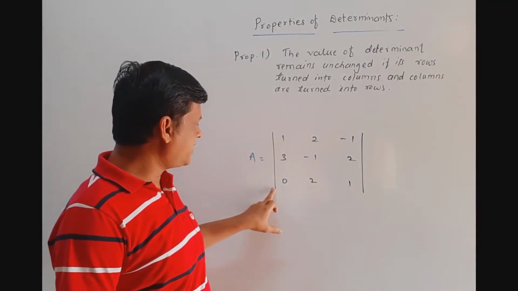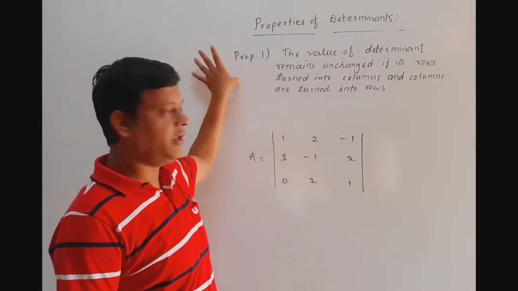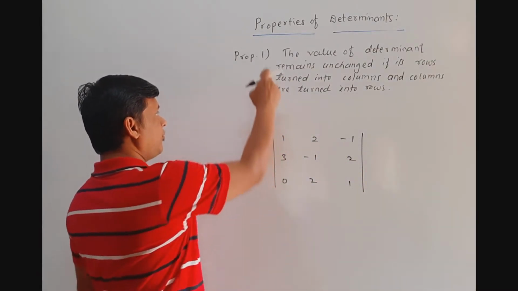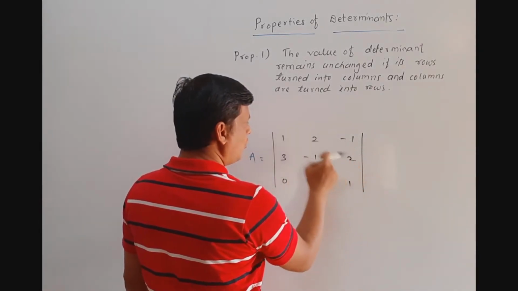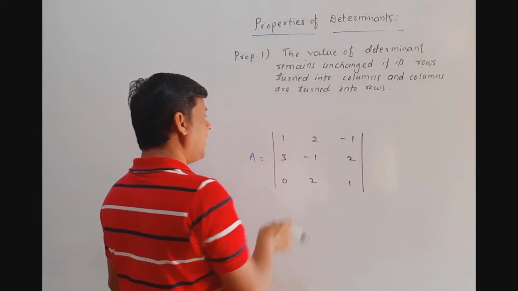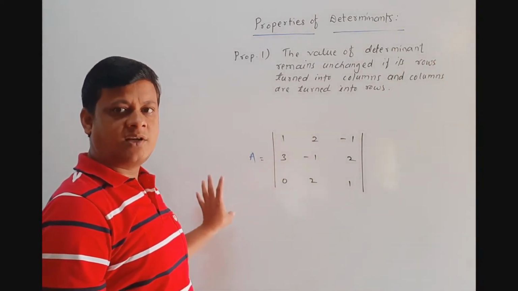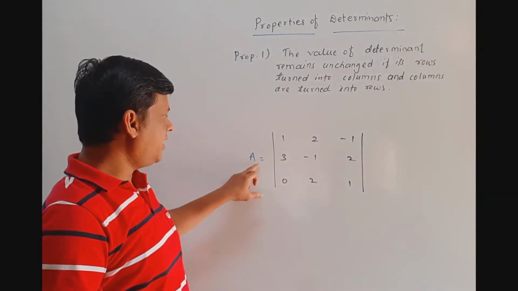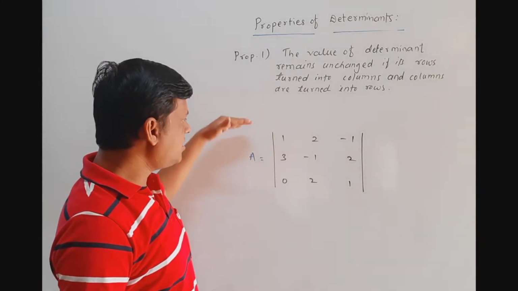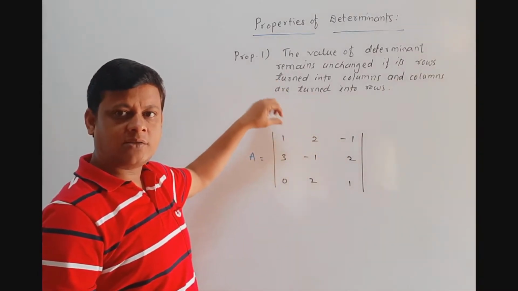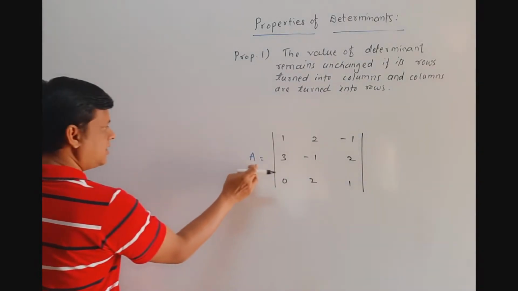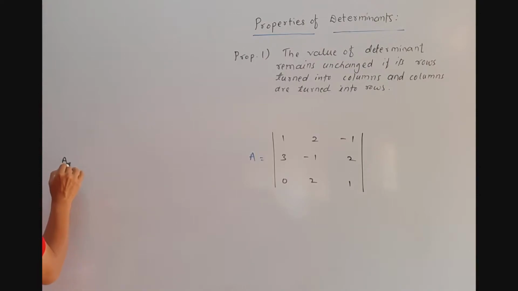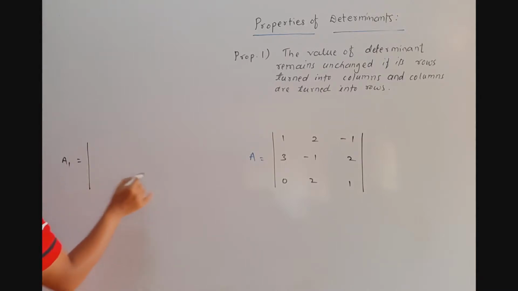With the help of this example we verify this property 1. Here this property states that if we interchange row with column, then the value of new determinant remains unchanged. Suppose here given determinant is A. If we interchange the row elements in column, that is we turn rows into columns, we write that determinant as A1.